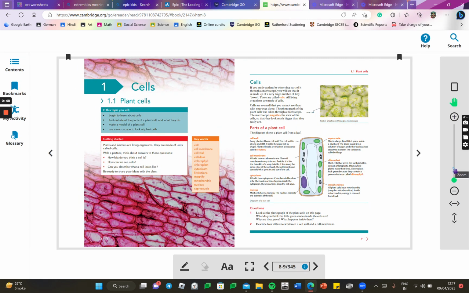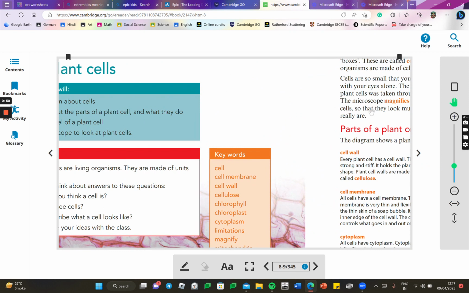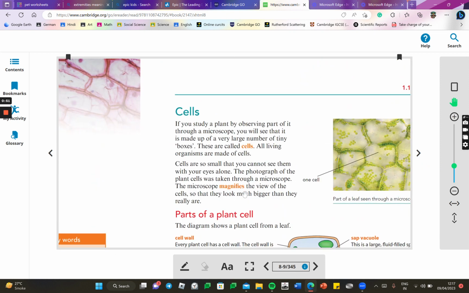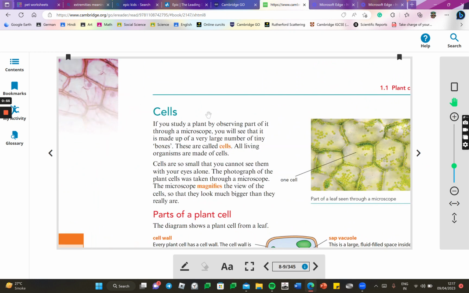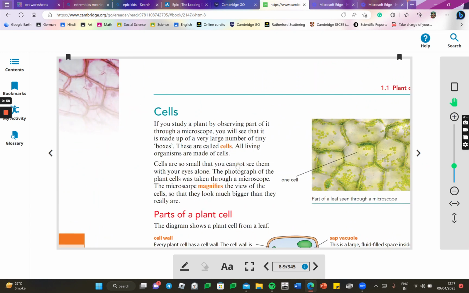So if you study a plant by observing a part of it through a microscope, you will see that it is made up of a very large number of tiny boxes. These are called cells. All living organisms are made of cells.